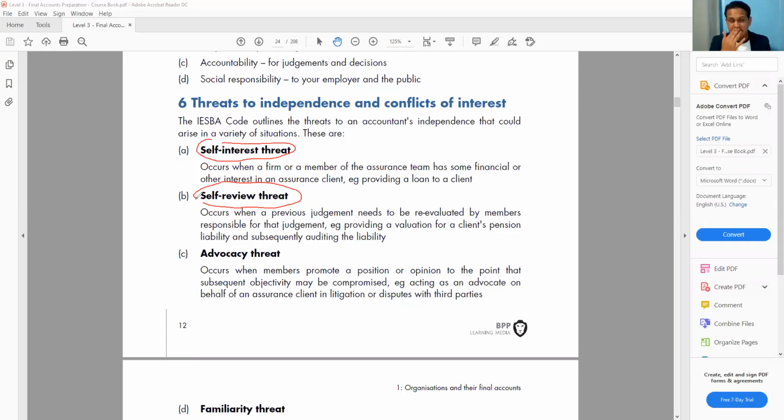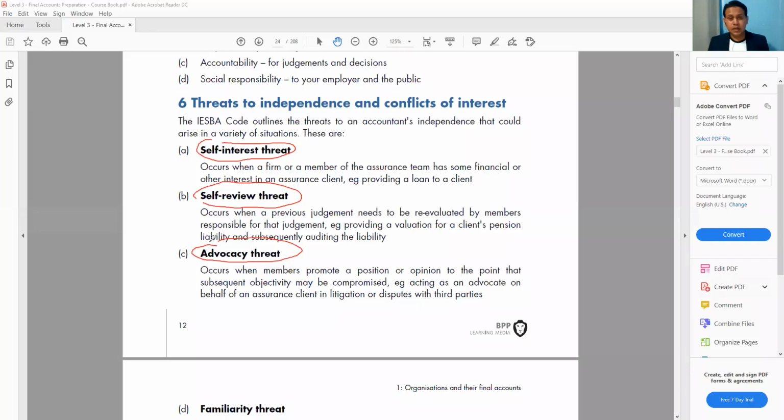And after that, you're checking your own work. So if you're checking your own work, you're not going to find any mistake. Even if you find a mistake, you're not going to tell anyone. So this is a self-review threat. You should not check your own work. The next one we have is the advocacy threat.